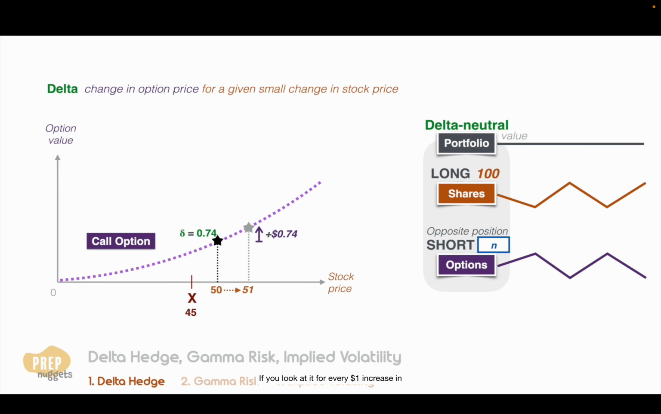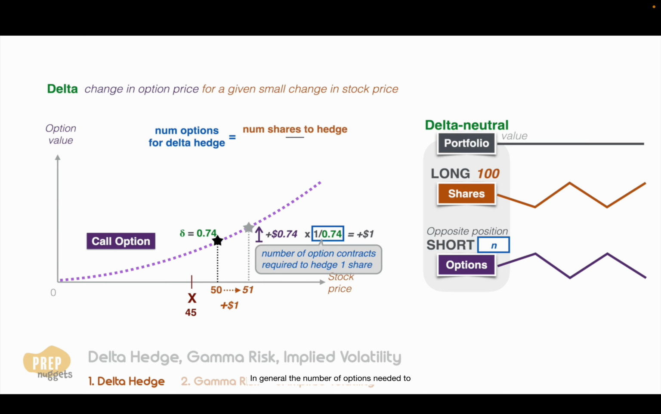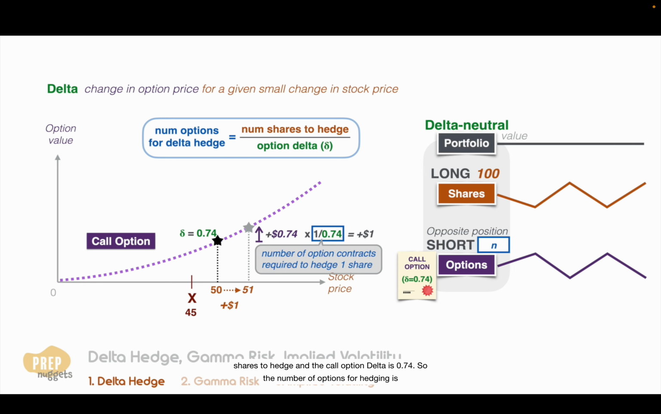If you look at it, for every $1 increase in stock price, the call option price should increase by 74 cents according to the delta estimate. 1 over the delta units of the call option would produce equal magnitude of change in the call component. This is therefore the number of option contracts required to hedge one share. In general, the number of options needed to delta hedge is the number of shares to hedge divided by the option delta. So, for this case, there are 100 shares to hedge, and the call option delta is 0.74. So the number of options for hedging is 135.1. You should short 135.1 call option contracts on the stock.